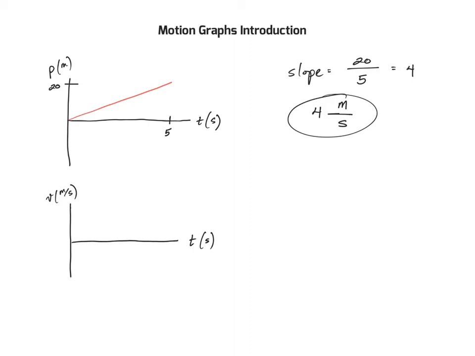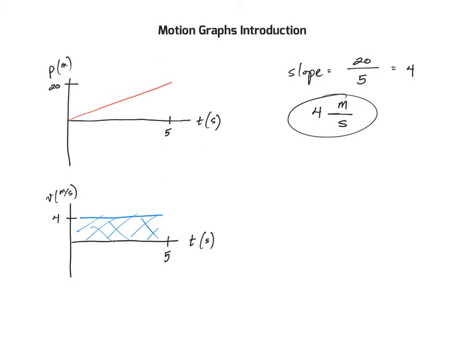So now we can go down to our velocity versus time graph, and we can say, all right, there's 4 meters per second, and it's a constant. It's a constant 4 meters per second because this line is linear. It never changes. So I'm just going to draw a horizontal line there, draw my 5 seconds down here, and there is my velocity versus time graph. That's how we go from a position versus time graph to a velocity versus time graph.